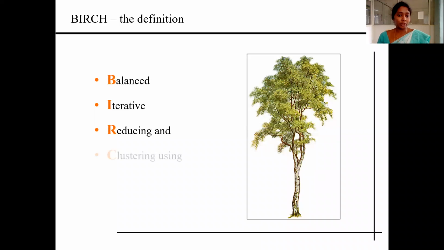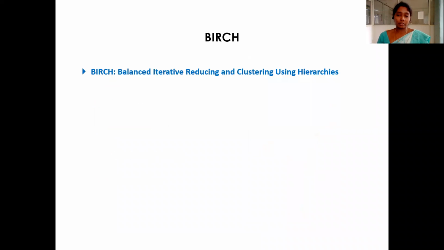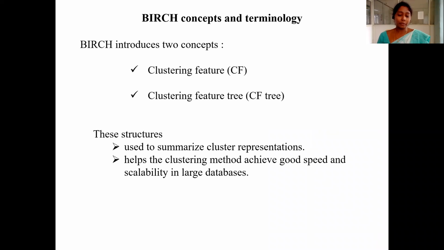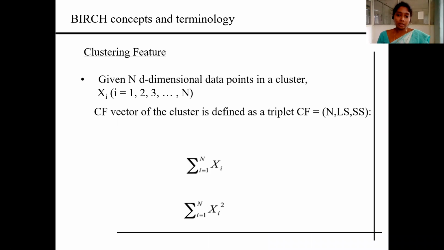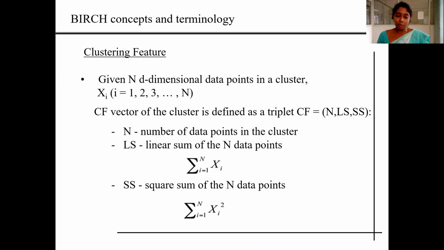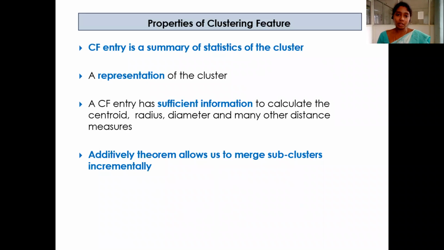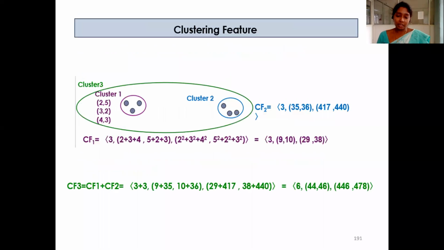So this is Balanced Iterative Reducing and Clustering using Hierarchies. In the BIRCH algorithm, we have two concepts: clustering features and the clustering feature tree. The clustering feature is a triplet consisting of three parameters: N, which indicates the number of data points, the linear sum of the N data points, and the third parameter, the sum of squares. With these three parameters in the clustering feature, we can summarize the statistics of the cluster, and we can get the radius, diameter, etc., of the cluster.